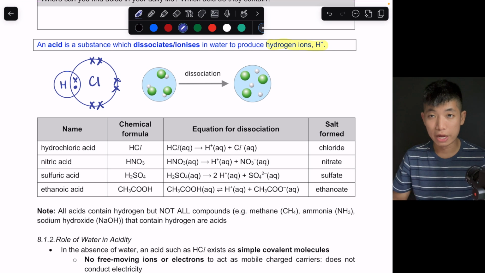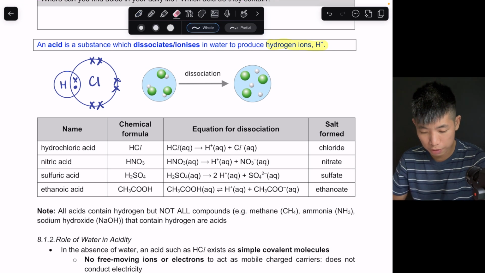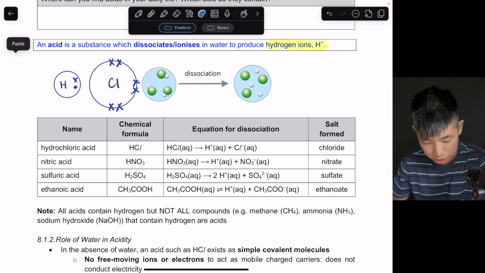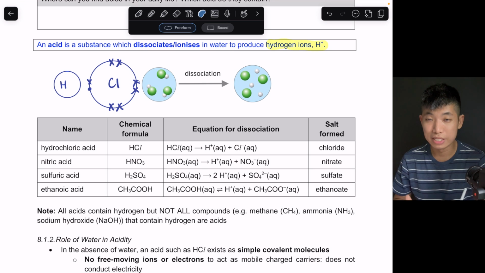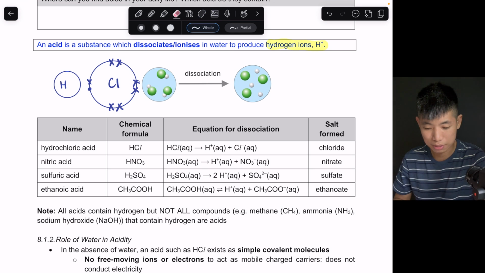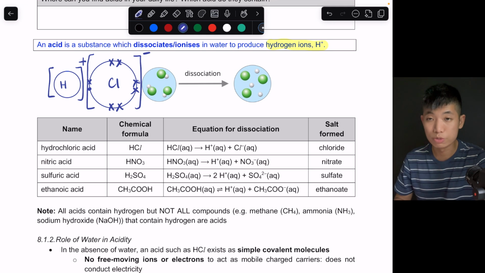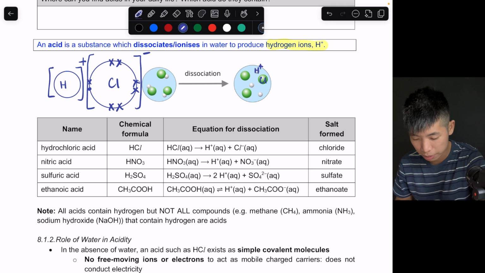Or you can also use the word ionize. Ionize means to form ions. When this covalent bond breaks, the Cl atom is removed, and the electrons actually go to chlorine. So the hydrogen doesn't get back its own electron. It forms the H+ ion, and we have the Cl- ion. That's why in the end they form ions. So this is your H+, Cl-.